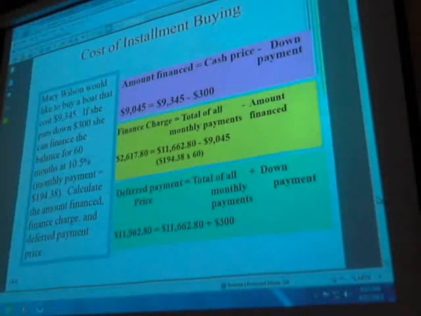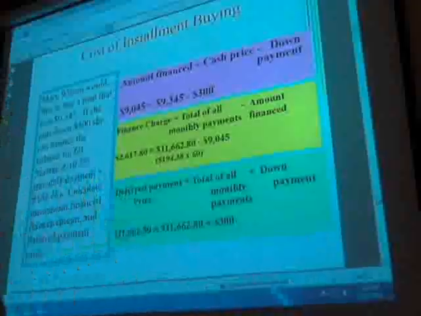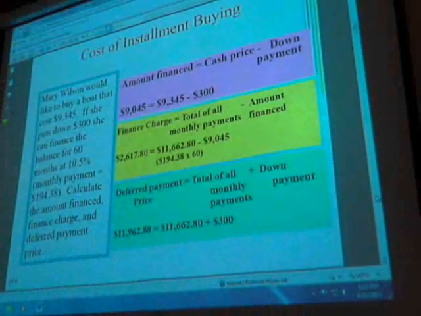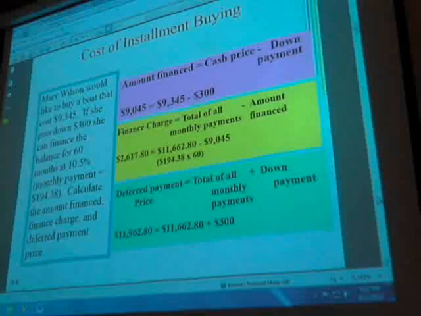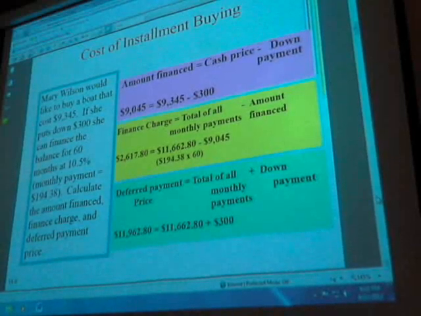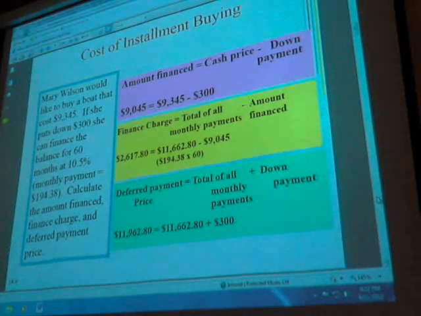Here's an example. Okay, so we have Mary. She wants to buy a boat. And the boat costs $9,345. Now she's going to put down $300. So she's going to finance whatever the balance is, the rest, right? That's what they're telling us here. Now she's going to do this for 60 months at 10.5% interest. That's the interest she's going to pay.